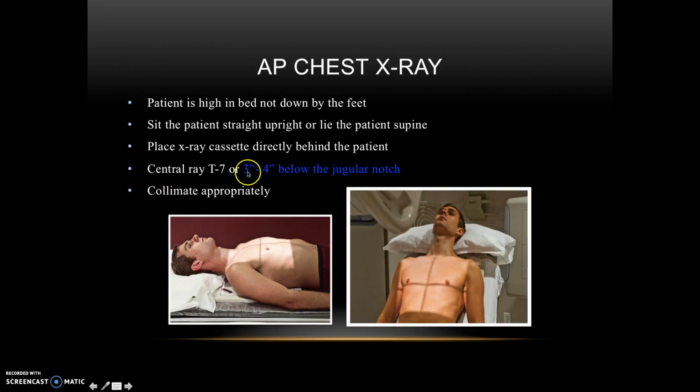The central ray is still at T7. Since we're now positioning in the AP position, you can use the jugular notch to find T7, which is approximately 3 to 4 inches below the jugular notch. So if you can palpate the jugular notch, 3 to 4 inches below, that's approximate to where the T7 would be. Again, we want to collimate properly and mark our film, and we want to make sure the patient is protected with lead.